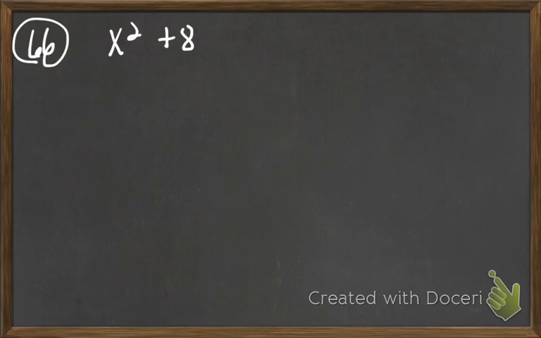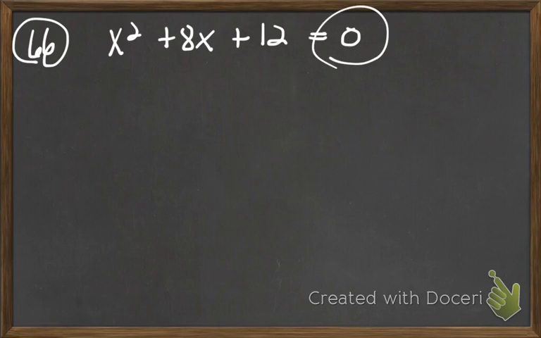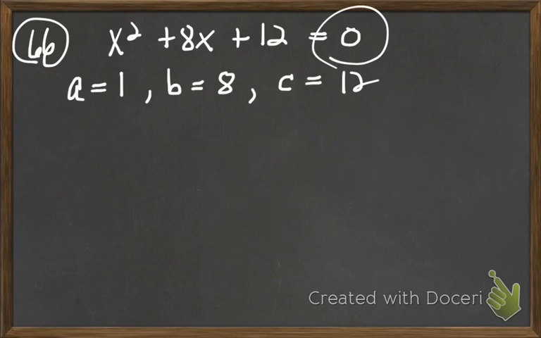Alright, so on number 66, the directions say use the quadratic formula, and you have x squared plus 8x plus 12 is equal to 0. So the first thing that you're going to make sure of if you're using the quadratic formula is that you solve for 0. And if you solve for 0, y'all can tell me that A is 1, B is 8, and C is 12. You can't find A, B, and C unless you've solved for 0. So solve for 0, find your A, your B, and your C, and then we're going to plug that into the quadratic formula.